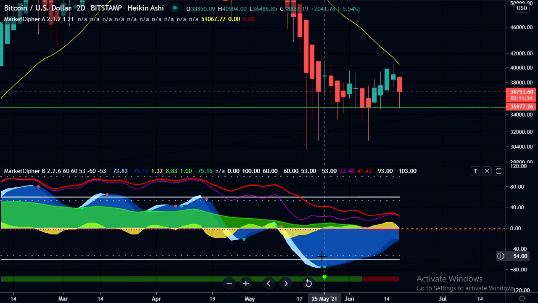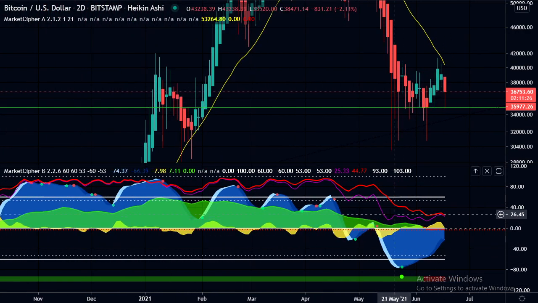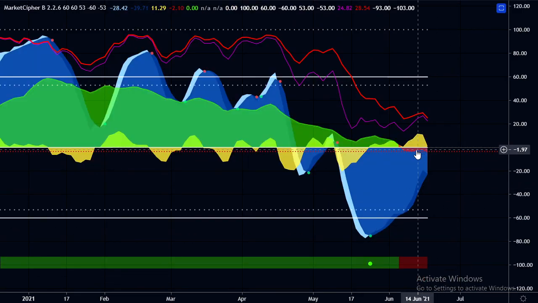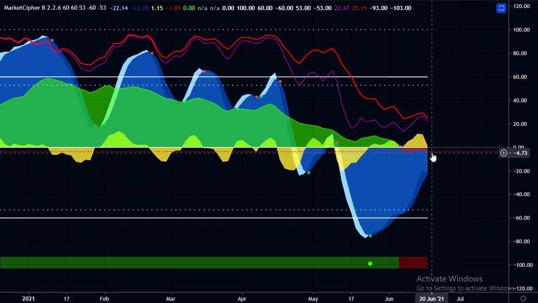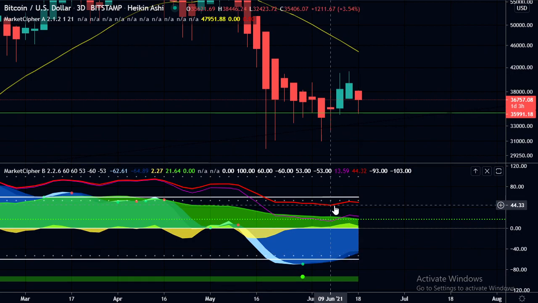The 2-day has been slowly climbing here with this blue wave. We've seen this money flow going down, and it is starting to just dip into the red here. So we would like to see this blue wave get above this 0 line. The 3 days also slowly climbing here with this blue wave.